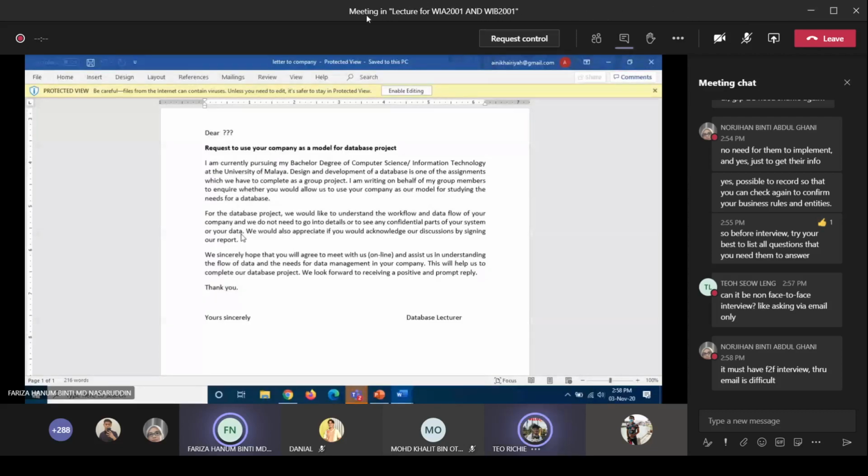So you don't want to have to do the database. Exactly, so just do whichever is doable. If you think that this company's everything is confidential, never mind, move on to another company.